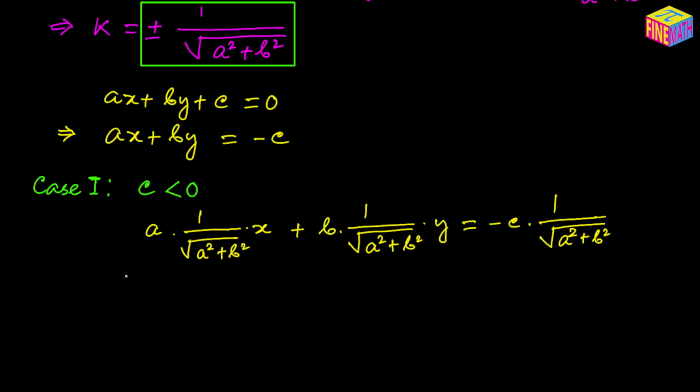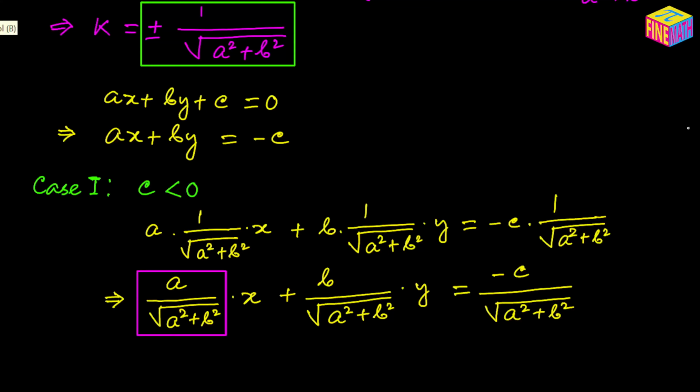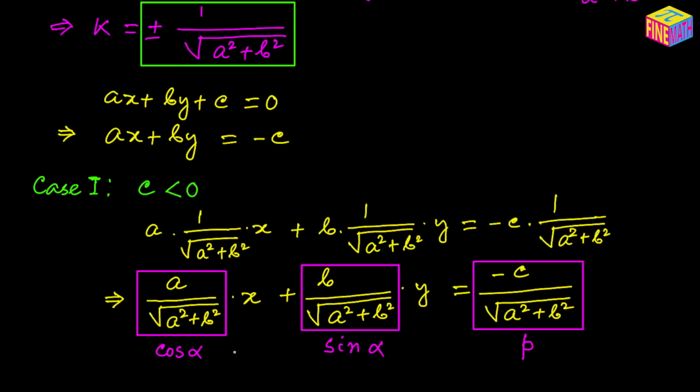And if we simplify this a little bit, we can write it as a over square root of a squared plus b squared times x plus b over square root of a squared plus b squared times y is equal to negative c over square root of a squared plus b squared. And that is the perpendicular form, where the coefficient of x is equivalent to cosine of alpha and the coefficient of y is equivalent to sine of alpha. So if we imagine this quantity to be cosine of alpha, and this quantity to be sine of alpha, and finally this quantity to be p, then this looks like x times cosine of alpha plus y times sine of alpha is equal to p, and that's the perpendicular form.